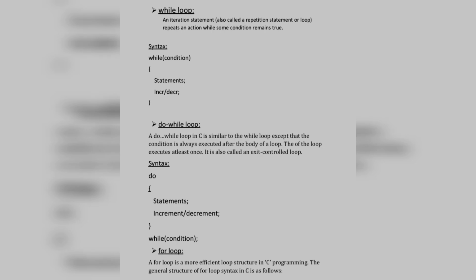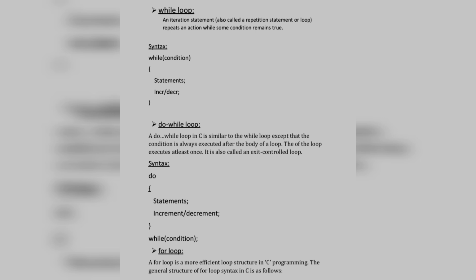In the while loop, an iteration statement, also called a repetition statement or loop, repeats an action while some condition remains true. The syntax for it is while, and in the brackets we write the condition, and then we'll open the parenthesis and write the statements. Then we'll write the increment or decrement, and then we'll close the parenthesis.